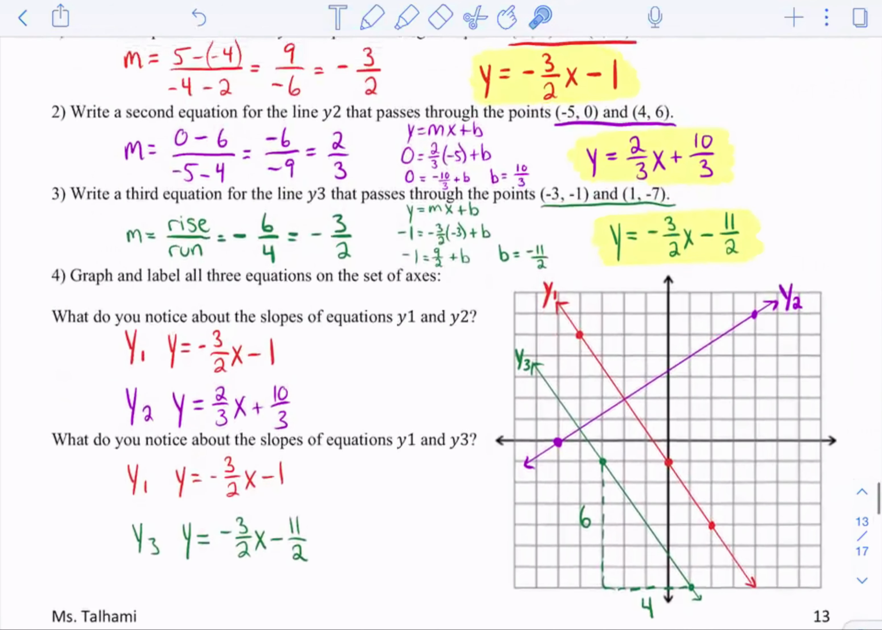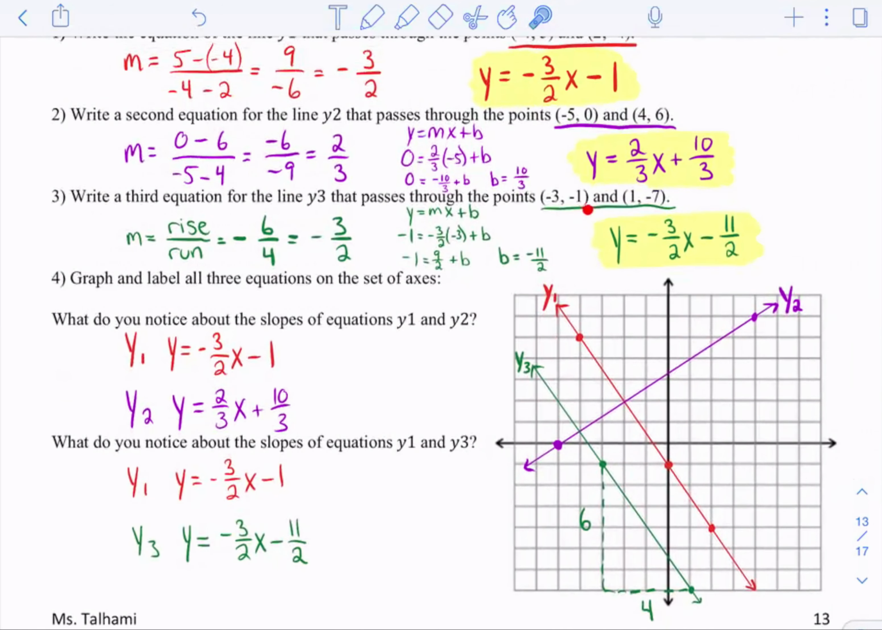Great, and then for the third equation here, passing through negative 3, negative 1, and 1, negative 7. I figured there were a lot of negatives in these coordinates, so instead of doing the slope formula, we just did rise over run. Now some of you would have done rise over run, but I like things to look a little bit more pretty and not overlap, so I actually did it this way. So here, the vertical is always your rise, and the horizontal is always your run. So the vertical distance here is 6, and the horizontal distance is 4.